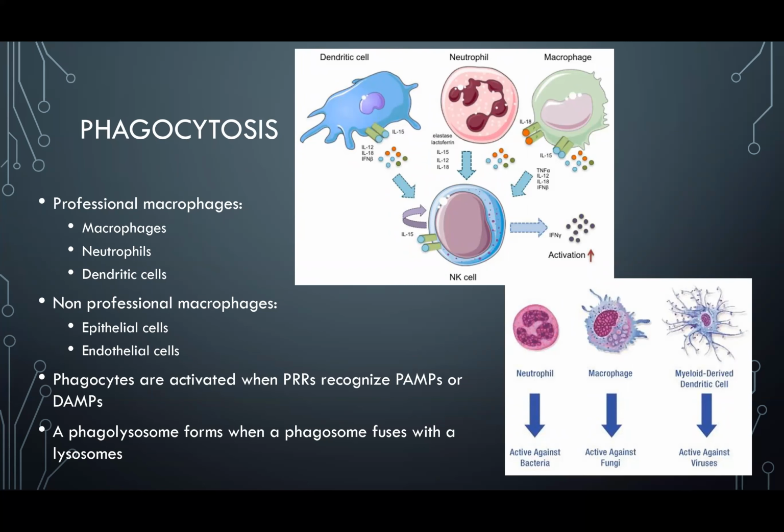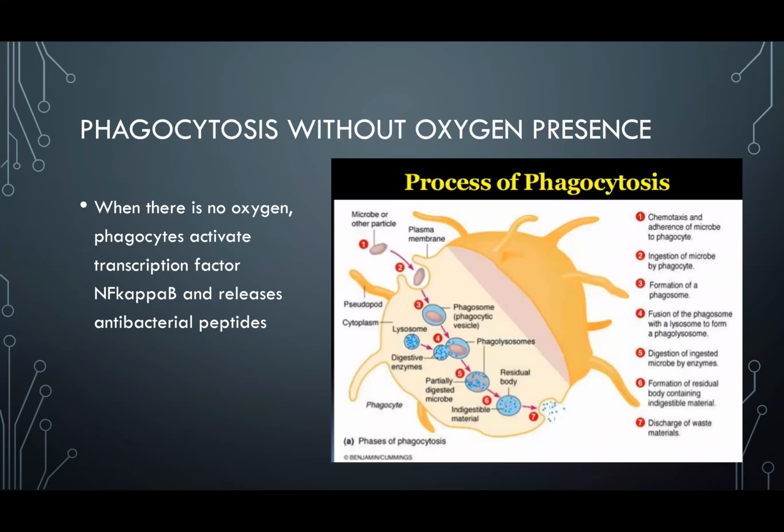Phagocytes are activated when pattern recognition receptors recognize pathogen-associated molecular patterns or damage-associated molecular patterns. A phagolysosome forms when a phagosome fuses with a lysosome. Degradation can occur with or without the presence of oxygen. When there isn't oxygen present, the process of phagocytosis is much slower in comparison. When there isn't oxygen, phagocytes activate the transcription factor NF-kappa B, which causes release of antibacterial peptides.